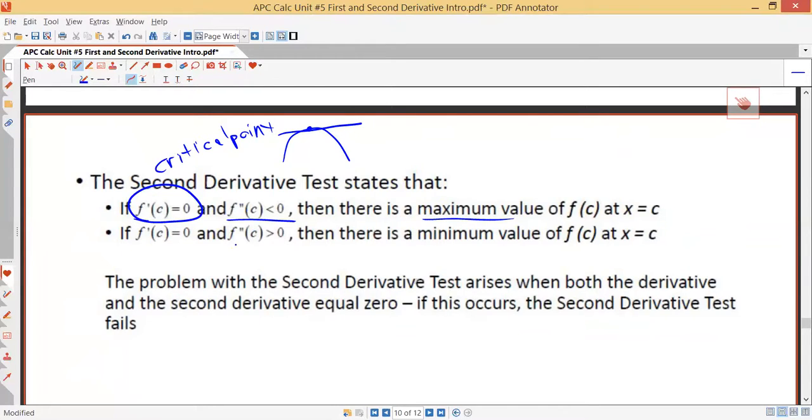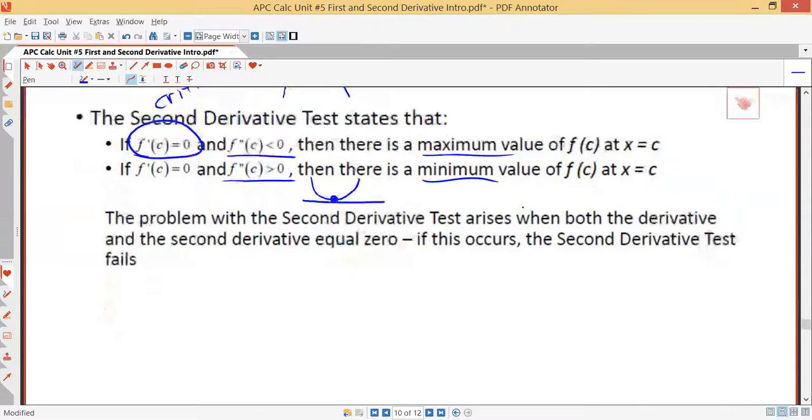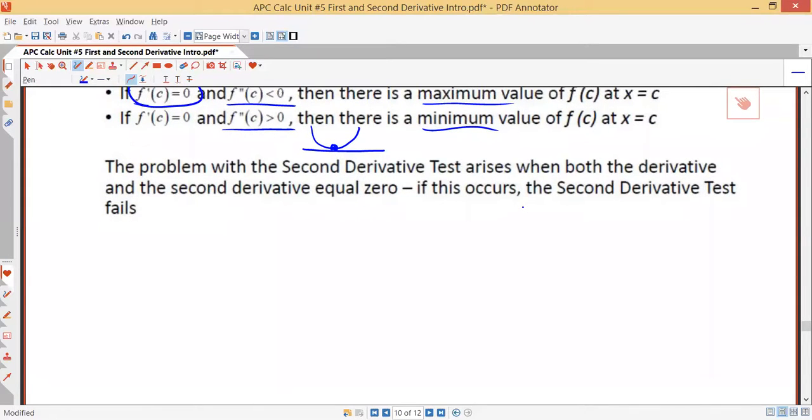If your first derivative is 0 and your second derivative is greater than 0, that means it's concave up like a cup. And if you have a horizontal tangent at some point that's concave up like a cup, it has to be a minimum. So the second derivative test is actually really easy when it works. The problem is that there are sometimes that the second derivative test fails. So if you have a horizontal line, you can't really use it. You don't know what is happening.